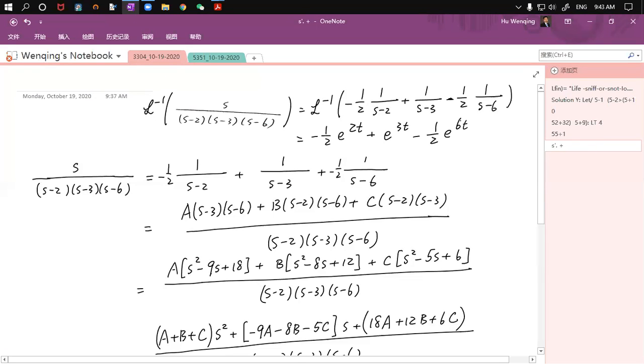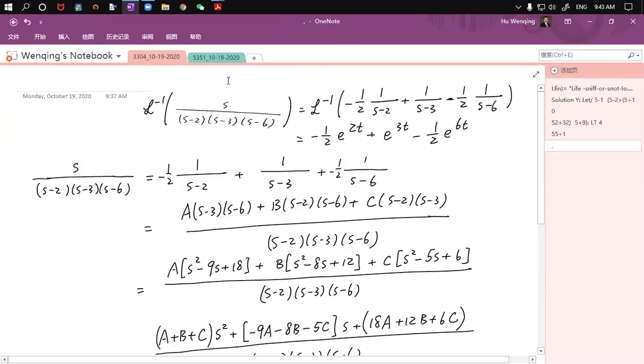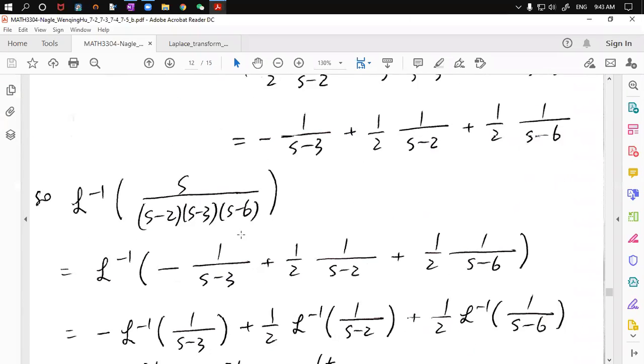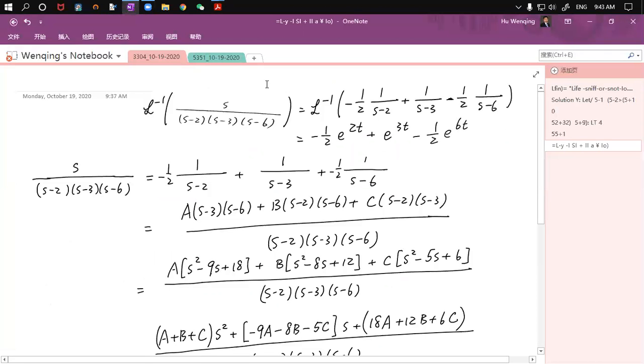Sometimes these partial fraction decompositions really take time when you do these calculations.